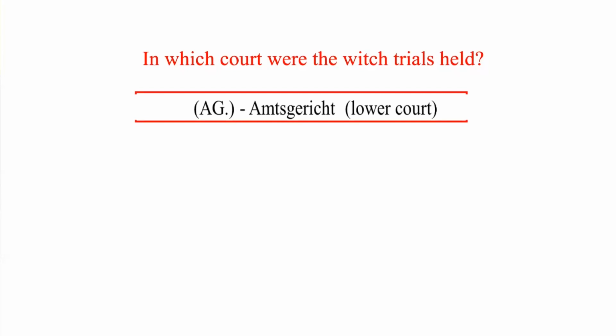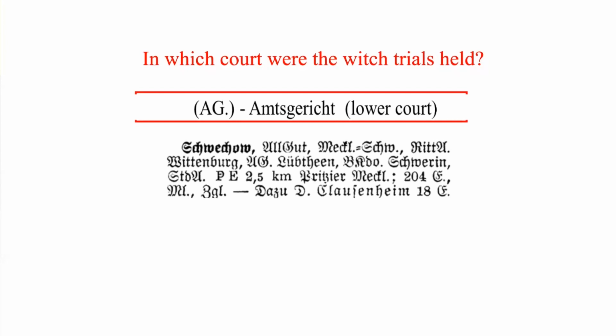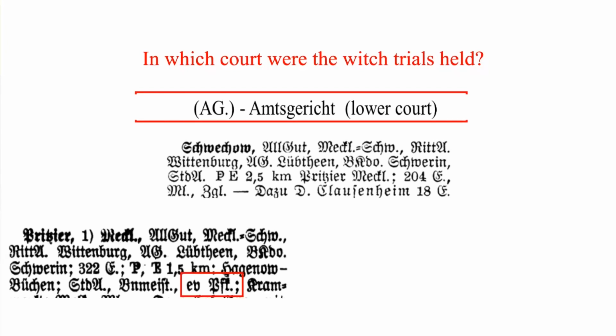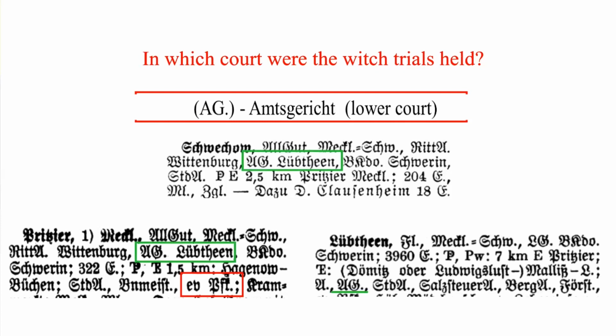The death record said that Anna Barca was from Schwechow. The following is the Meyers Gazetteer entry for Schwechow. Schwechow belonged to the parish of Prussia. The EVPFK is the abbreviation for the Lutheran Church. Where were the court records kept for Schwechow? This shows that the lower court records for both Schwechow and Prussia were at the city of Lubtin.